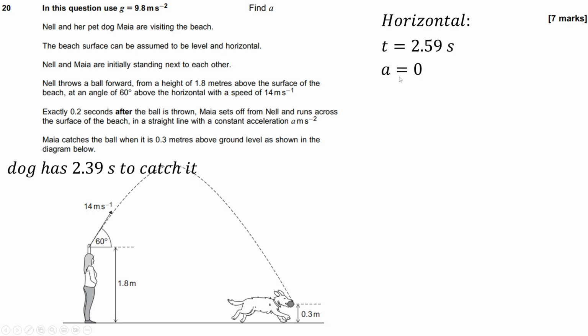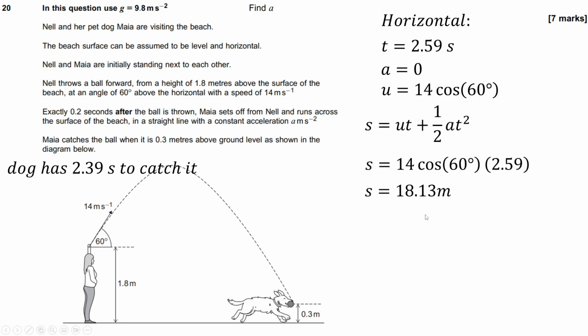Acceleration is 0 because horizontally you don't have any acceleration, and u is this component here, so 14 cosine 60 degrees, or pi over 3. S equals ut plus half at squared again. You'll get s is 18.13 meters. So this distance here is actually not this distance, it's this distance here to here. I drew that in wrong, sorry about that. But from here to here is 18.13 meters. And the dog needs to travel 18.13 meters in 2.39 seconds. So the time for the dog is 2.39.